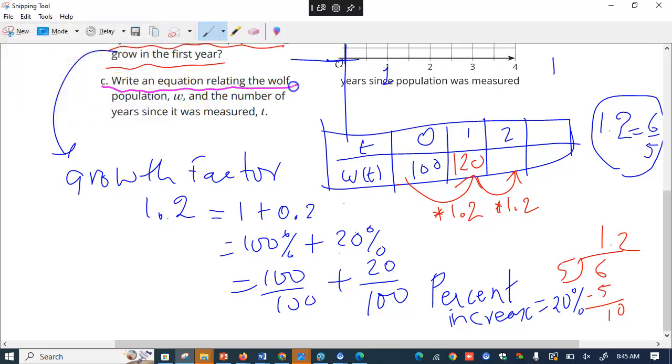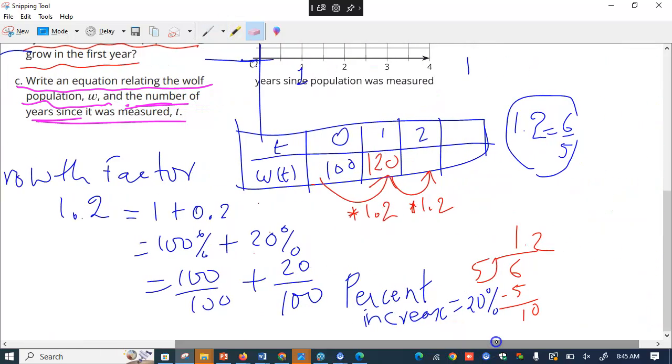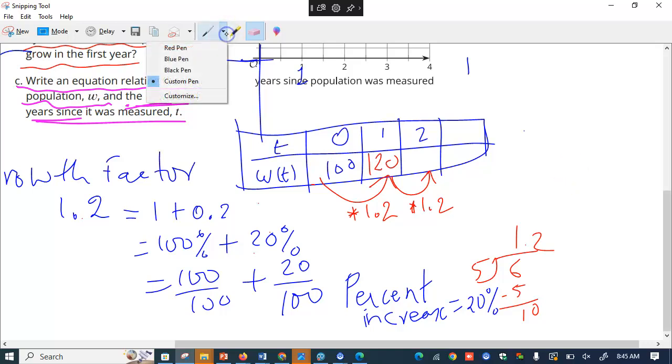write an equation relating the wolf population W and the number of years since we started measuring. So how do we do this? It's like last time, remember? I'm going to do it right here, so maybe I'll take this off and make room for me. So each time, can you see? No matter how many years since the beginning, they measure the total population like this.